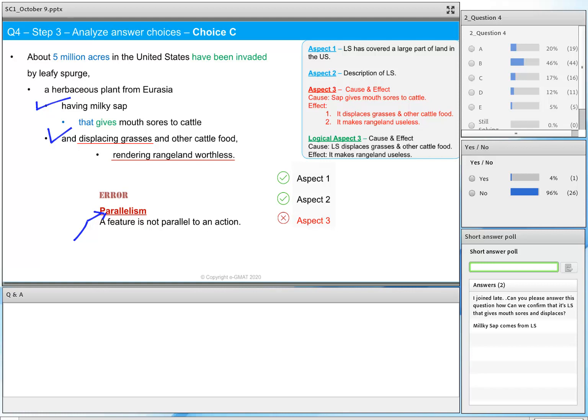We know that there is a problem with the usage of comma plus verb-ing modifier, because we don't know what action it is modifying now. So aspect 3 continues to remain incorrect with the usage of comma plus rendering, because now we don't even know what it is talking about. Also, we do have a problem with the apparent parallelism in choice C.